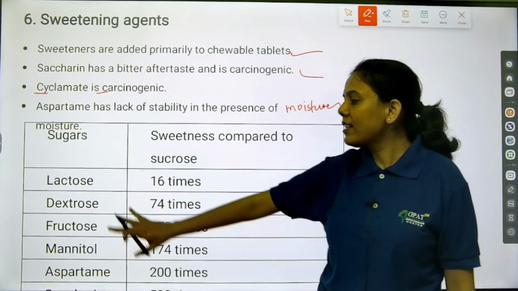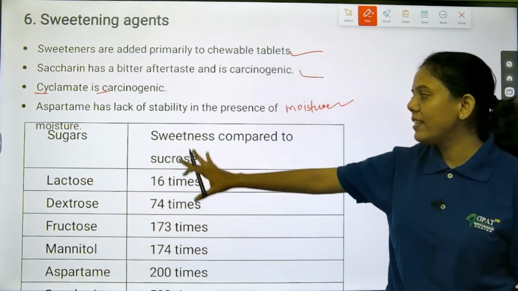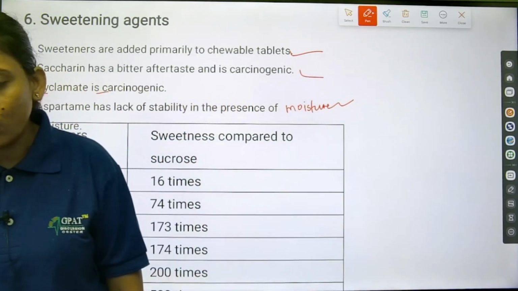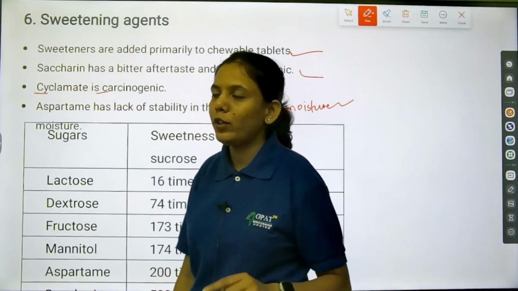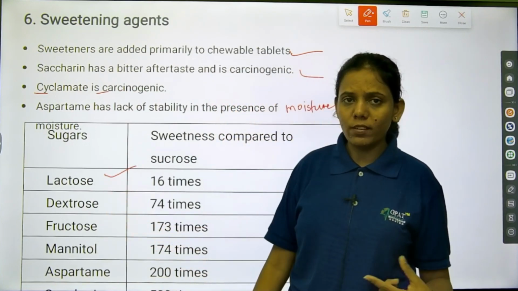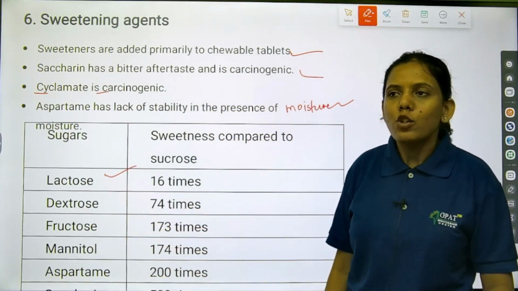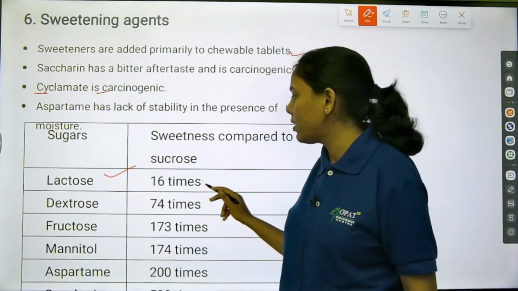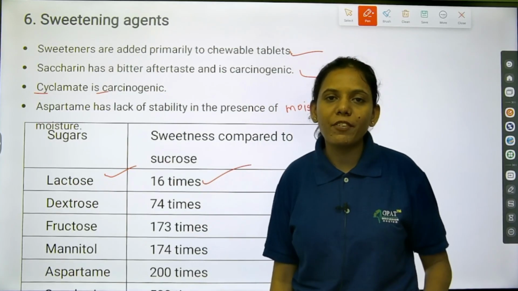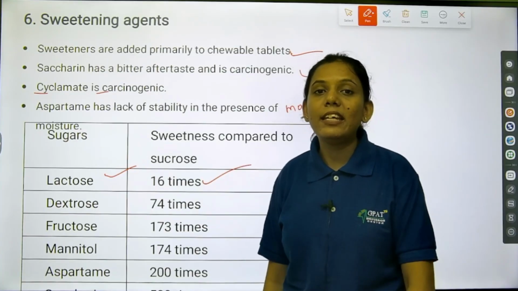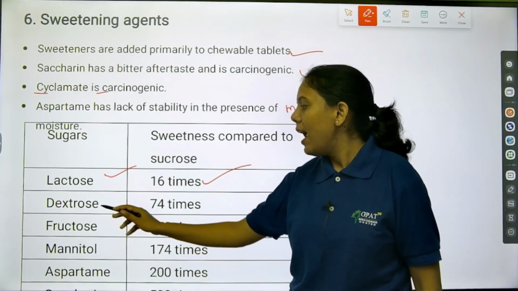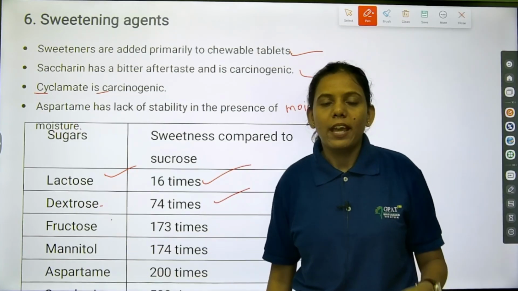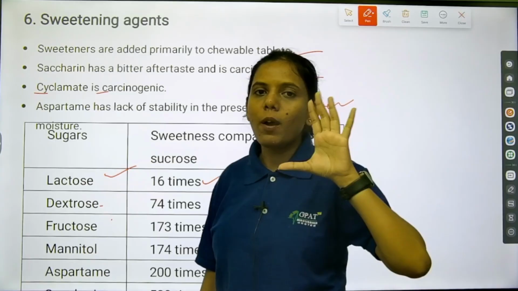Now here a list of sugars is given, and here it is given how many times each is sweeter as compared to sucrose. So first is lactose. Lactose is present in the milk. The easy trick you can remember is for how many rupees you bought the milk. 16 rupees. So it is 16 times sweeter. You will never forget that. So lactose is 16 times sweeter as compared to sucrose. Dextrose, 74 times. Fructose, if you remember, one small packet used to come, fruity.